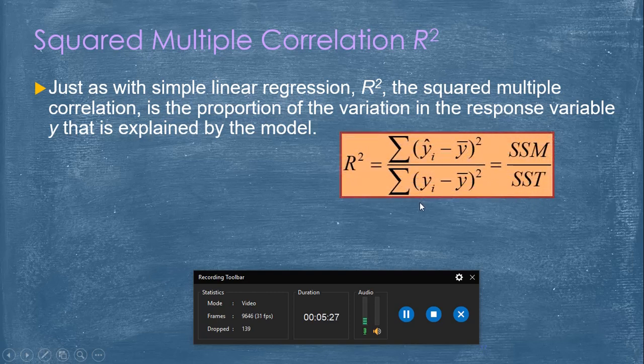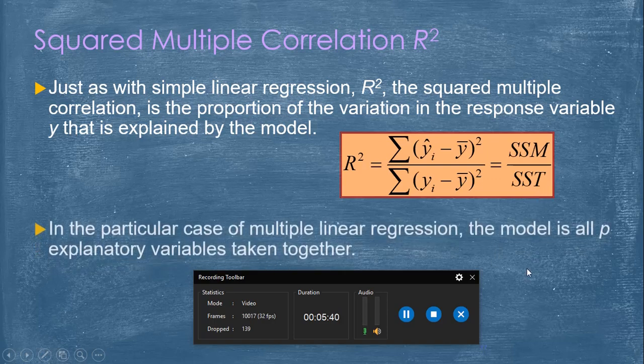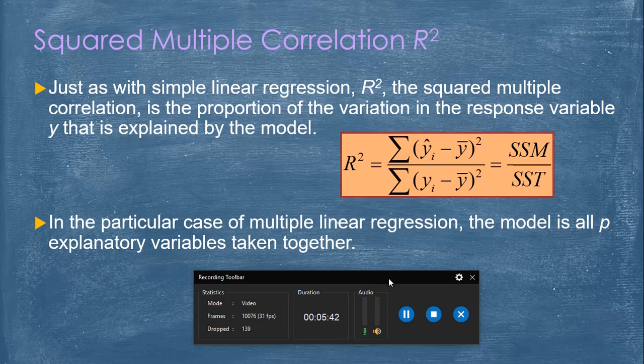So to calculate capital R squared, again, we could do it by hand. We typically will not. We'll use our ANOVA table. So we'll use the sum of the squares model divided by the sum of the squares total. So again, when we look at the value of R squared, they're taking the model with all of its variables together. So it's looking at it as one full unit.